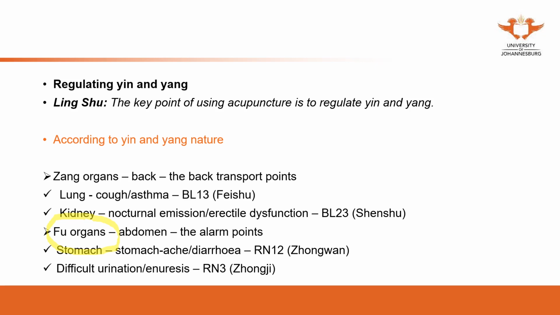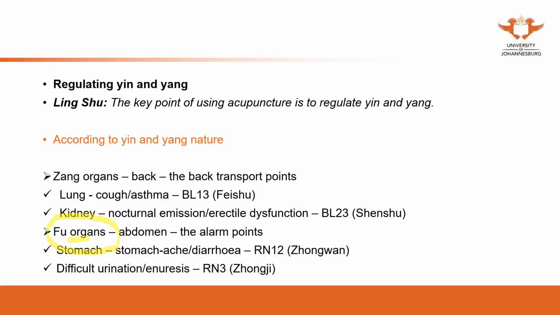For example, if the stomach stores the food and doesn't move the food downwards to the intestine, the patient suffers from poor appetite, stomachache, and poor digestive function. If the intestine doesn't move the food in the intestine, the patient suffers from abdominal pain and constipation. So these are excess syndromes. That's why we use the Fu organs directly.